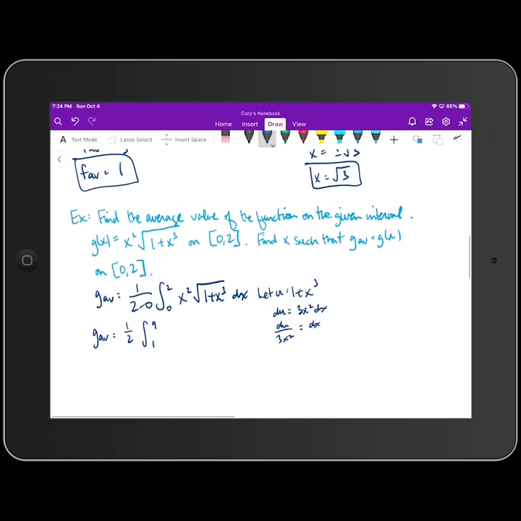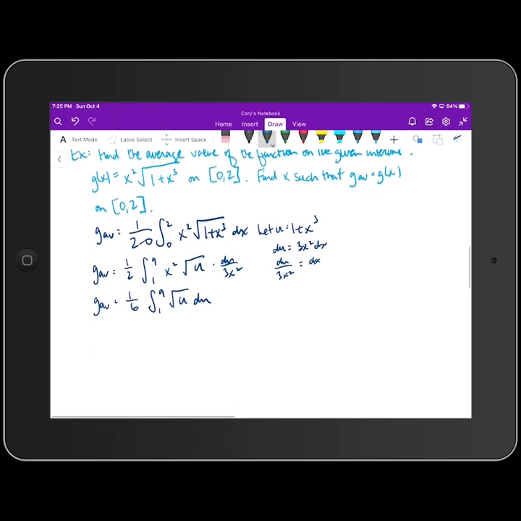Okay, and then my function is going to be x squared times rad u, and then we're going to replace dx with du over 3x squared. So the x squareds cancel. I can pull 1/3 out front. So g sub AV is going to be equal to 1/6 times the integral from 1 to 9 of rad u du. So we have our integral written in terms of u and du, which is what we want. Okay, so I can go ahead and take the antiderivative.